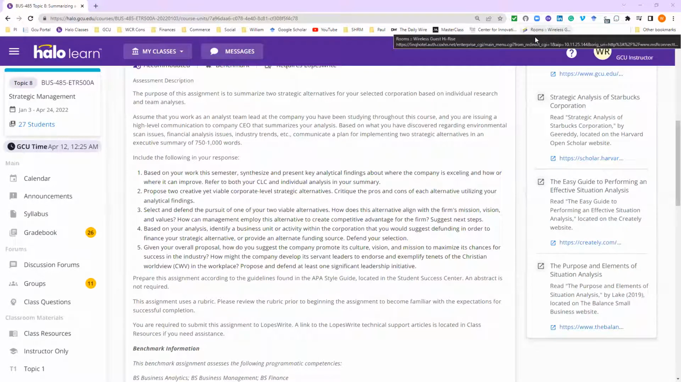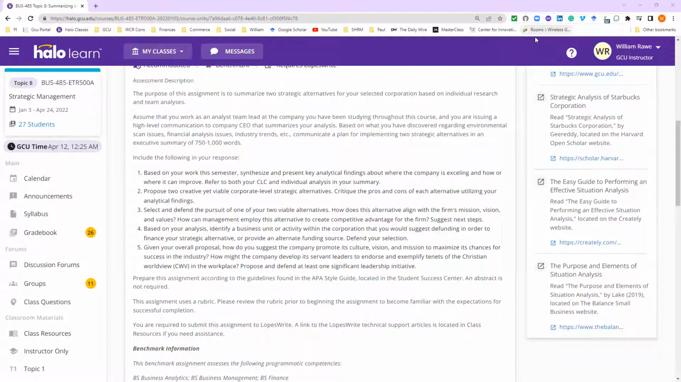Number 1 is, based on your work this semester, synthesize and present key analytical findings about where the company is excelling and how or where it can improve. Refer to both your CLC and individual analysis in the summary. So where is the company excelling? Where are they really doing well? And where can they improve? So basically, you're looking at its strengths and you're looking at the weaknesses and opportunities. So where can it improve?